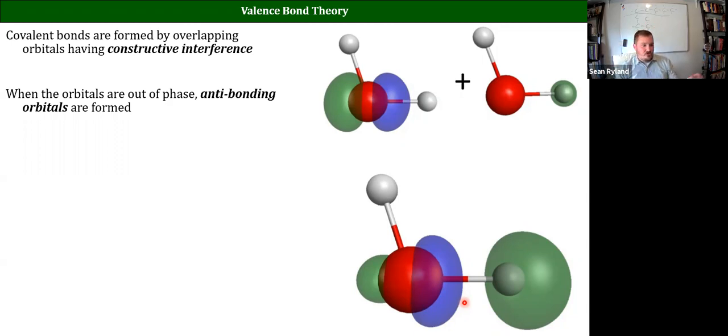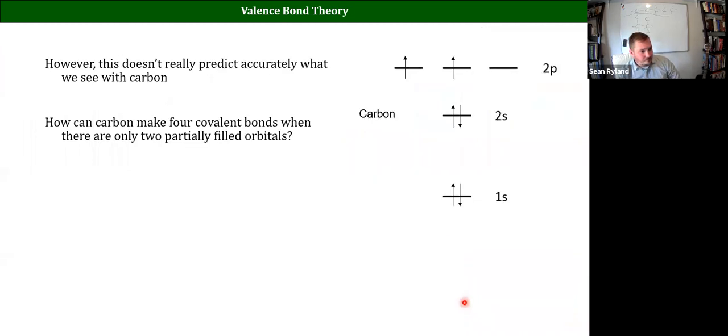So when you put two orbitals that don't match phase, you wind up making what's called an anti-bond, which seems like a weird thing to say that you're making. You're making the lack of something by having this happen. But it turns out mathematically, we have to represent this, and they do show up. When we start talking about reactions and breaking bonds, anti-bonds actually show up.